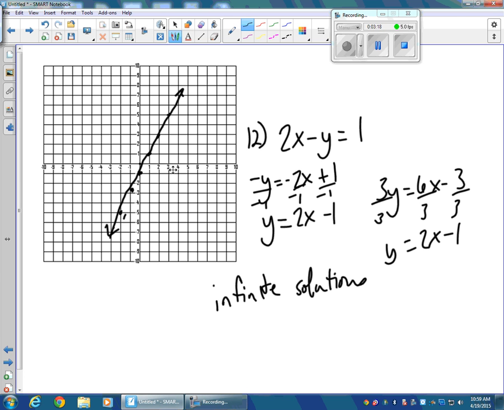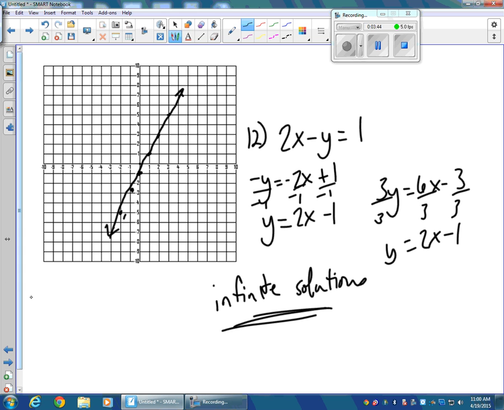this line is a solution to both equations. Like the point 0, negative 1 is an answer on this line. If I plugged in 0, negative 1 for x and y, it'd make a true statement for both equations. The point 1, 1 is a solution on this line. If I plugged in 1 for x and 1 for y, it'd be a true statement in both equations. So whenever you have 2 equations that graph as one line, your answer is infinite solutions.